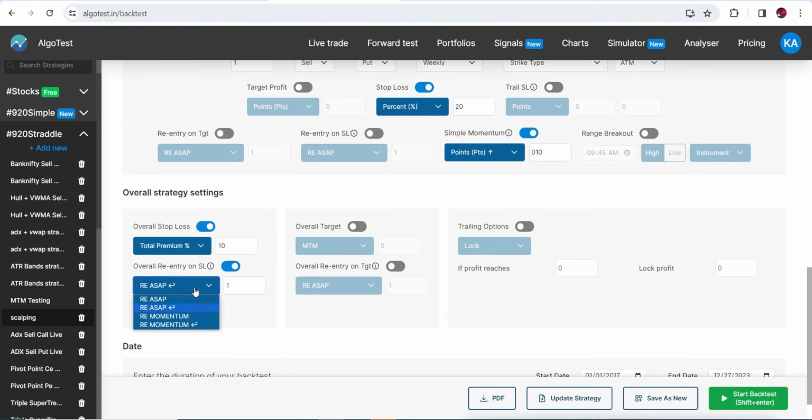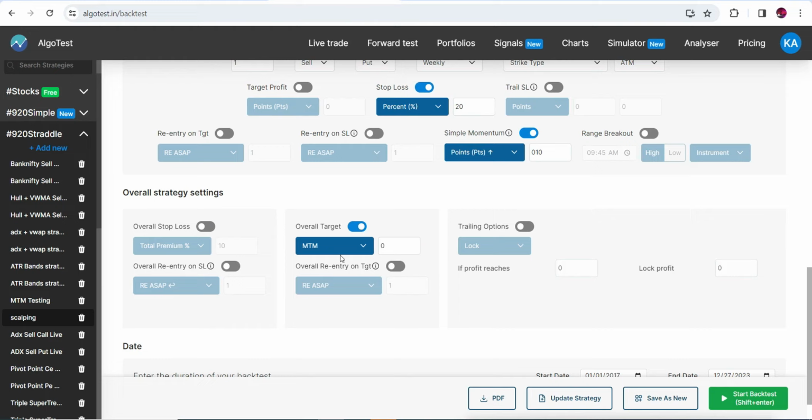If you want to go into detail on how the re-ASAP feature and the re-momentum feature work, you can watch our old videos, the basic tutorial series, in which I have explained in detail what these features mean and how they work. So let's disable it. The next feature we have is overall target.